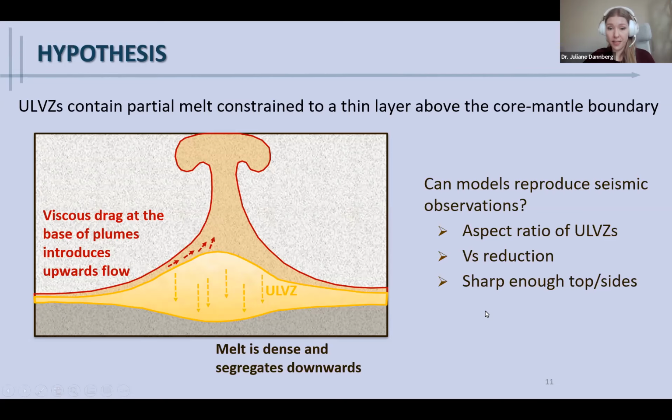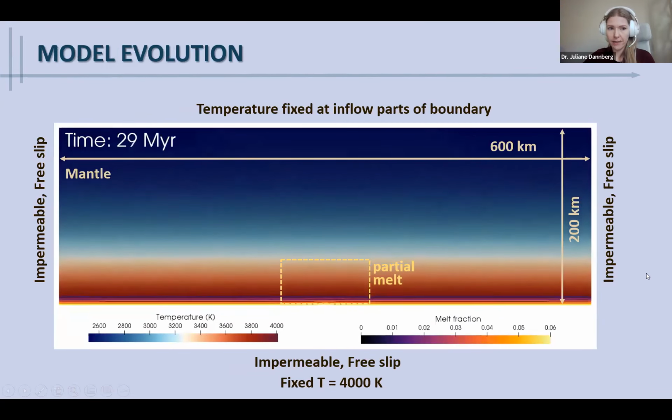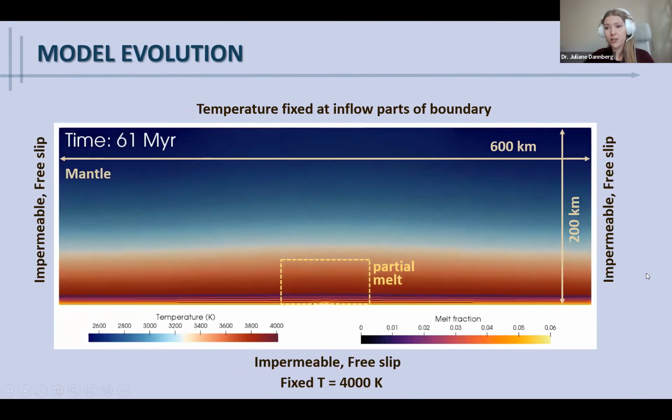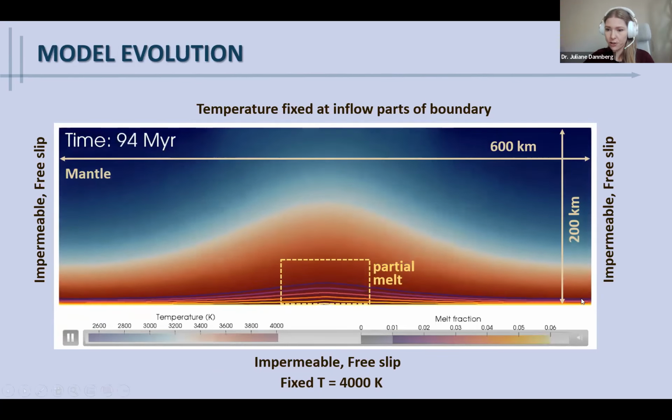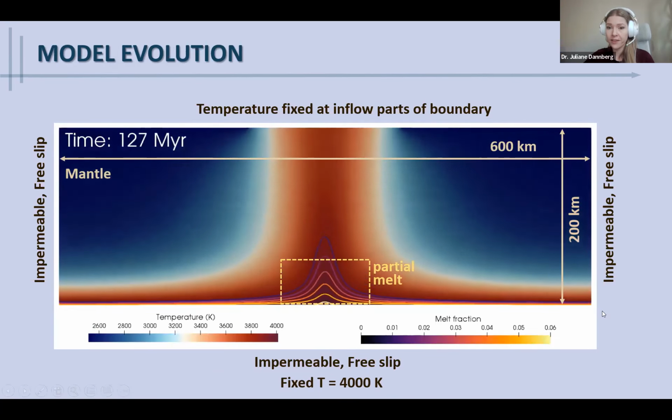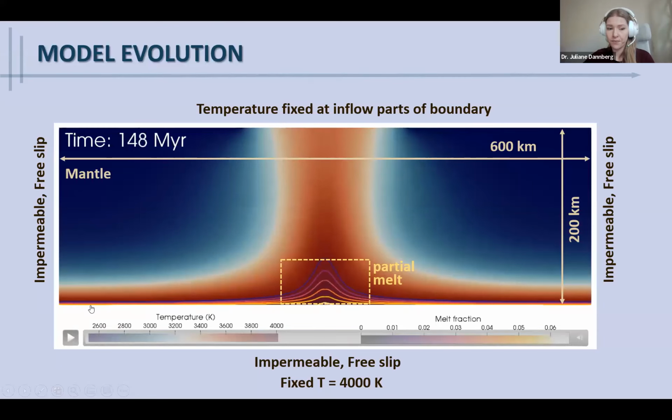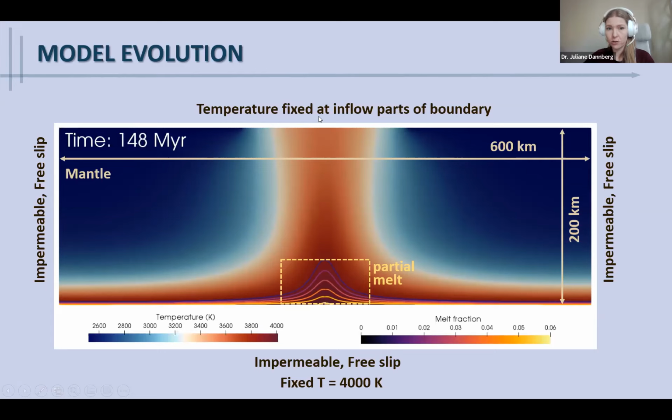And so in order to test this, we made a geodynamic model. This is a model of just the lowermost mantle. It extends 200 kilometers above the core-mantle boundary, and it's 600 kilometers wide. And we prescribed the temperature at the core-mantle boundary at the base of the model. That's what's allowing this plume that we see as these background colors to move upwards. The red colors are high temperatures and the blue colors are cold temperatures. And then the top boundary of the model is open, so the plume can flow out at the top.